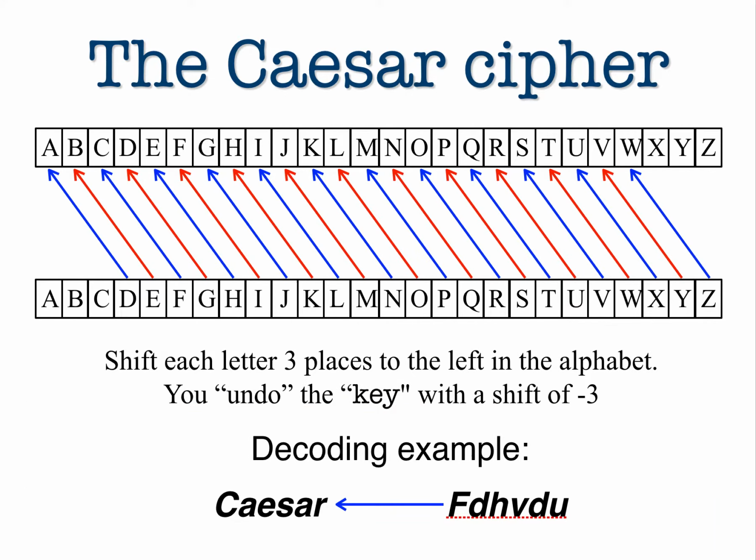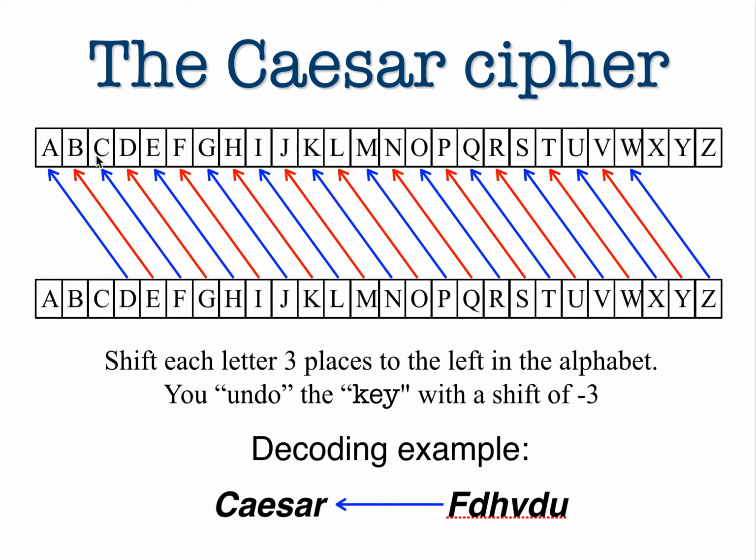Here's an example of taking the message we created, FDHVDU, and decoding it using the Caesar cipher. As you might expect, D becomes A, and E becomes B, and F becomes C. This corresponds to a shift to the left of 3, or because I called the shift to the right +3, this is a shift of -3.